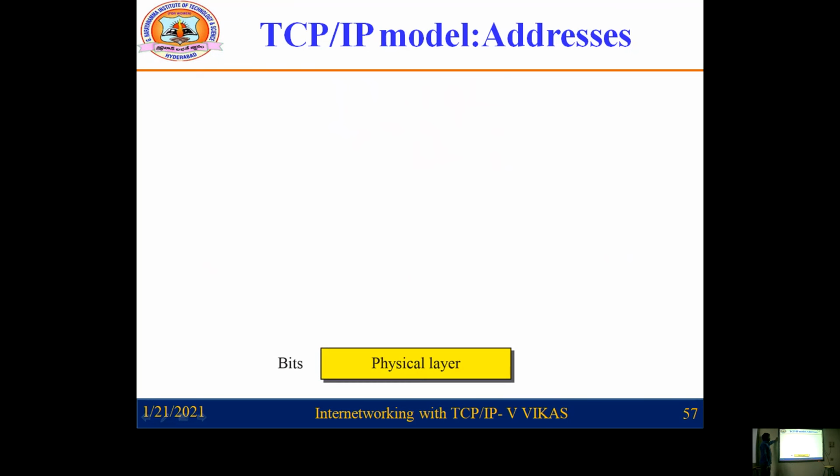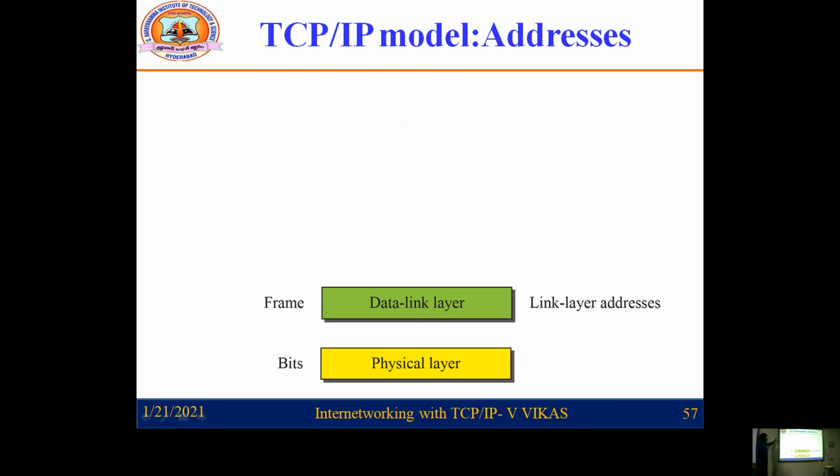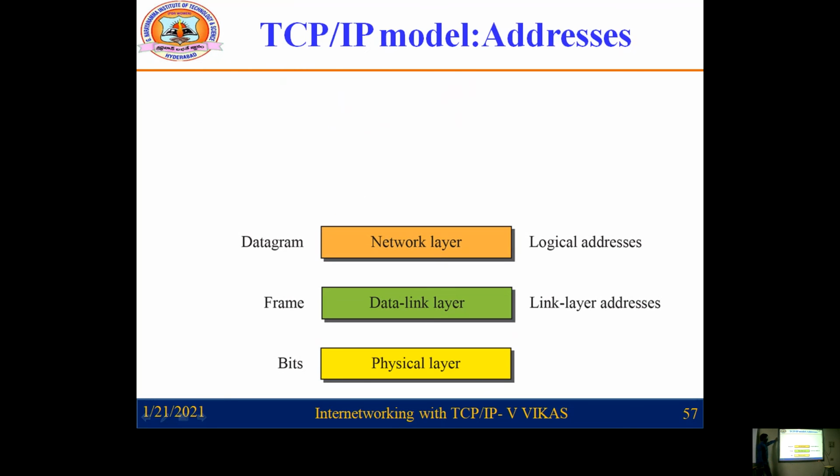Next, addresses. At the physical layer, we are going to term them as bits. We do not have any addressing there. Then the data link layer, we are going to have frames, and you are going to have a link layer address, or in most cases we call it the MAC address, medium access control address. Then at the network layer, we are going to have datagram, and correspondingly a logical address. The data link layer can also be called the physical address. Network layer, logical address; data link layer, physical address.